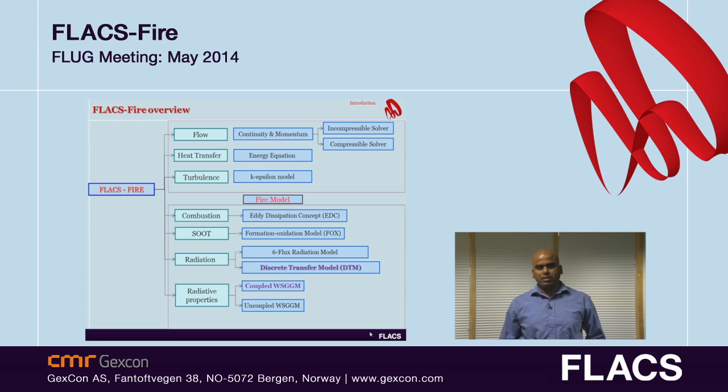FLACS-Fire contains two major modules. One is the flow solver. Second is the fire-specific solvers. The flow solver is very similar to the FLACS dispersion tool. The fire-specific models contain the eddy dissipation concept for combustion and the formation oxidation soot model. For radiation there are two models available, a 6-flux model and a discrete transfer model. The 6-flux model can be used for quick and fast simulation. The discrete transfer model is a very detailed one which can be used to model accurate radiative transfer in fire scenarios.